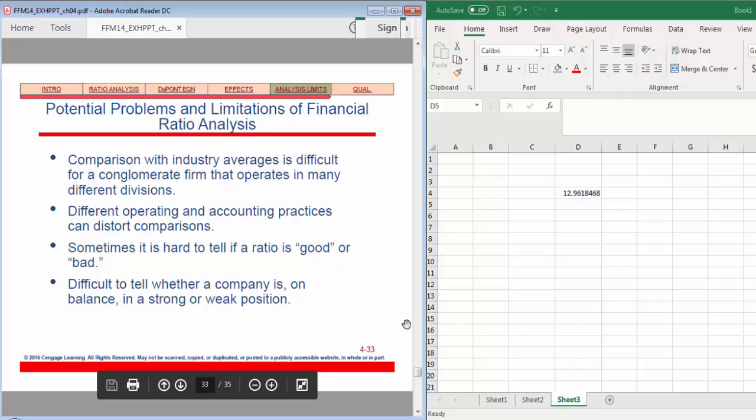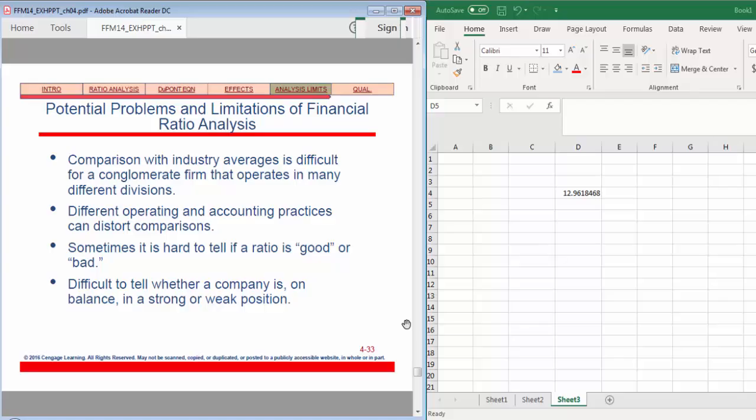Potential problems and limitations of financial ratio analysis. Comparison with the industry average is difficult for a conglomerate firm that operates in many different divisions. These are big firms that have a lot of divisions, and it's difficult to compare such a firm with a sector. For example, 3M. 3M is not just a stationery producing business. It's into chemicals, pharmaceuticals, medical equipment, manufacturing, engineering, and so forth. So how do you compare 3M with other firms? You basically cannot do it.